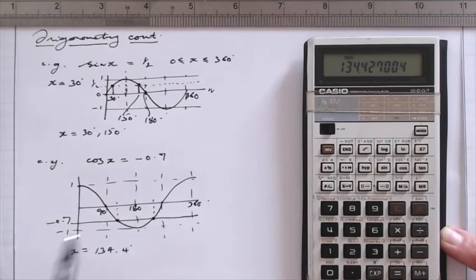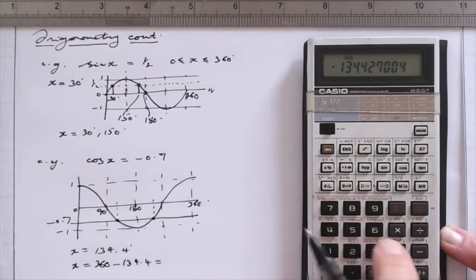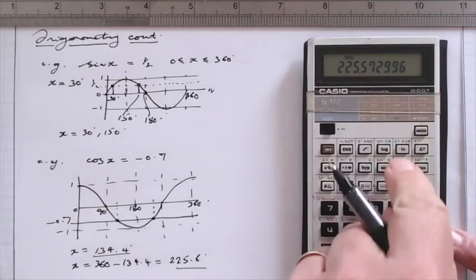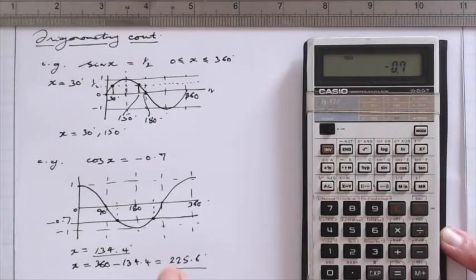Now, using symmetry, we can say this part of the cosine is a mirror of this part of the cosine, so this solution must be the same distance from 360 as the other solution is from 0. So the other solution must be 360 take away 134.4. If I subtract this from 360, the other solution must be 225.6 degrees. And we can just check by taking the cosine of this angle, and yes, it's negative 0.7.